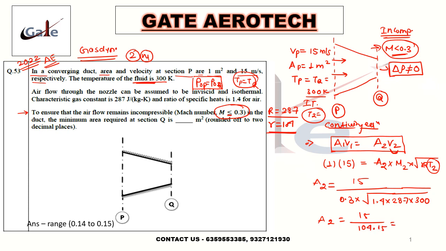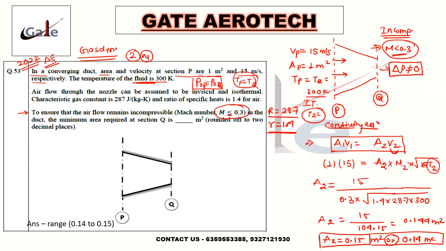Now if you solve for these, it will be 104.15. If you divide this, you will get 0.114 meter square, right? If you round off to 2 decimal places, you will get this as 0.15, or you can write 0.14 also for 2 decimal places, right? So this becomes your answer.